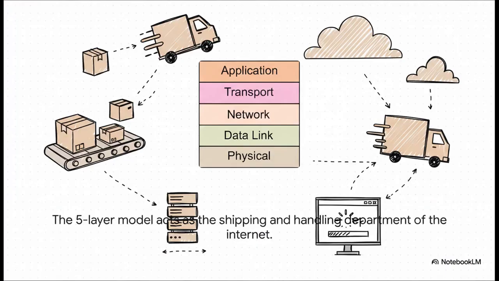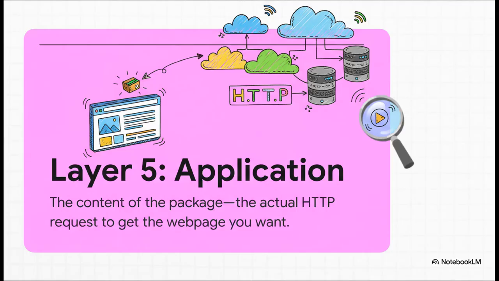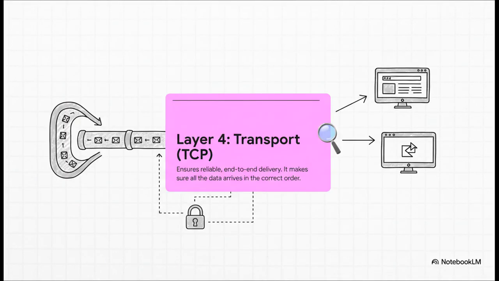This whole thing is governed by what's called a protocol stack. Honestly, the best way to think about it is like the shipping and handling department of the internet, where every single layer has one very specific job to do. So right at the top, you have the application layer. This is the actual content of your package, the HTTP request to get me this web page. Then the transport layer, using TCP, is all about reliable delivery. It makes sure all the pieces of data arrive, they arrive in the right order, and they get to the correct application, like your web browser, not your email client.